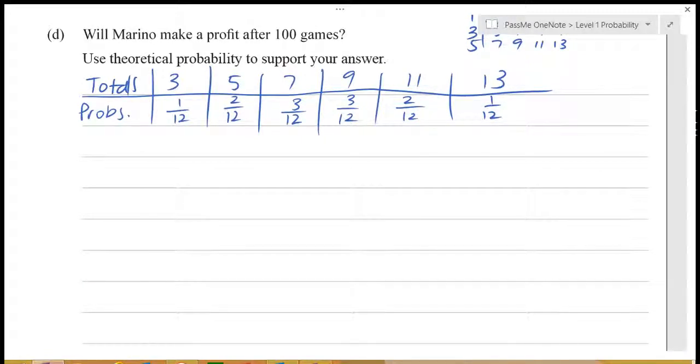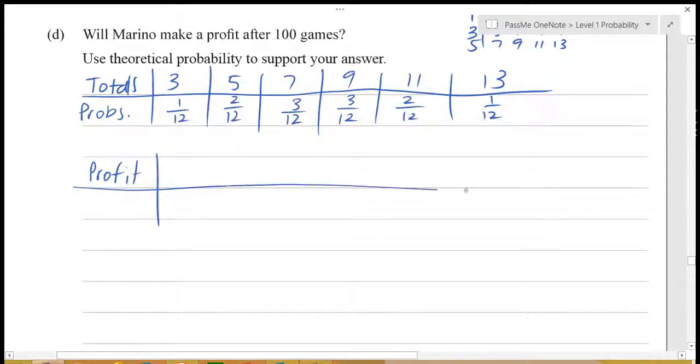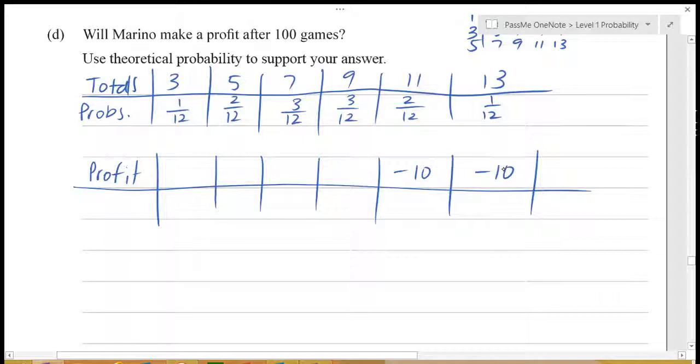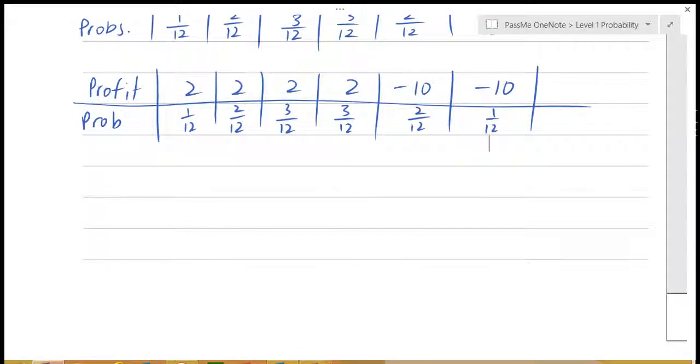Okay, what we'll do here is we'll make up another table. We will look at his profit from each roll. So almost exactly the same, except we'll look at the profit for each of these individual rolls. So he only loses money if it's more than 10. And so he's going to have minus 10 here and minus 10 here. And all the rest he's making a profit of 2. Now the probabilities haven't changed there, so I've got 1 over 12, 2 over 12, 3 over 12, 3 over 12, 2 over 12, and 1 over 12. Okay, now if I multiply those all out, I'll get an expected value.